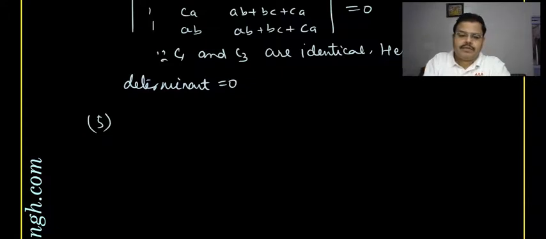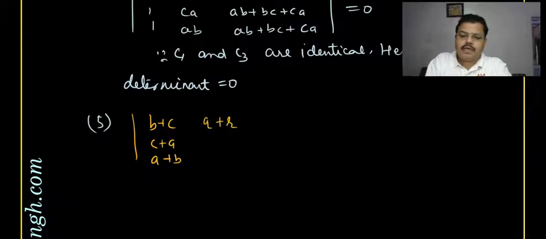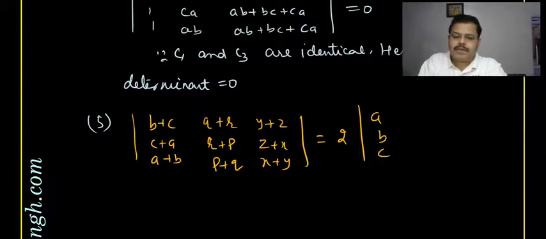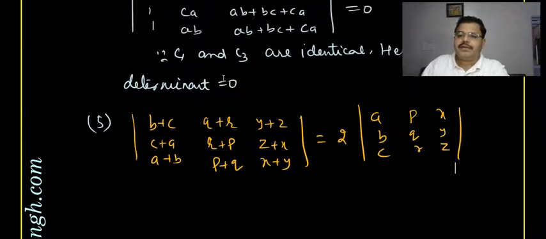Now the next question, number 5. It is given that the determinant with rows B plus C, C plus A, A plus B; Q plus R, R plus P, P plus Q; and Y plus Z, Z plus X, X plus Y is equal to 2 times the determinant with rows A, B, C; P, Q, R; and X, Y, Z, that you have to prove. So we can write R1 tends to R1 plus R2 plus R3.